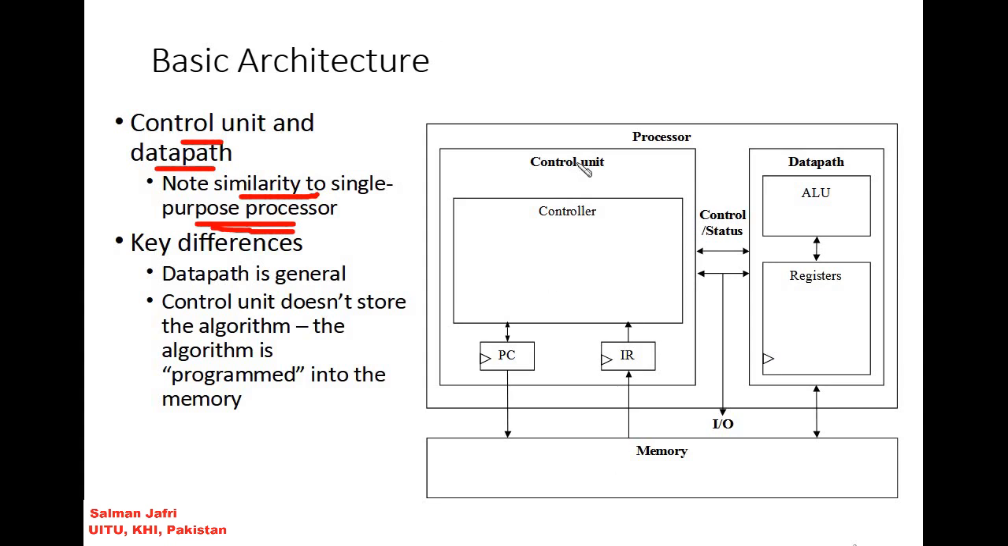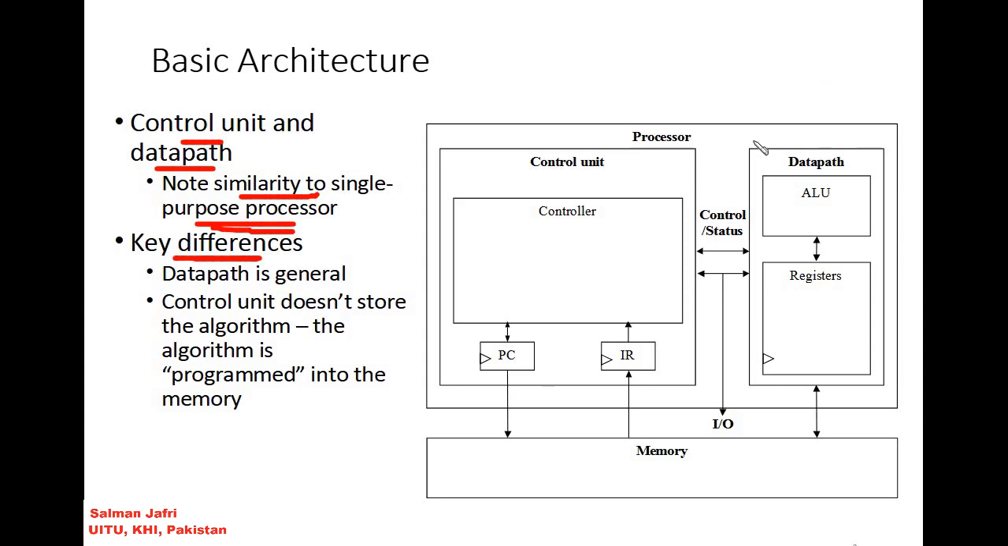Whenever we design a microprocessor, whether we might be designing from different things like Verilog or VHDL, or we might be designing from HLS, nevertheless, whichever technology we use, the underlying system would create the two units, the controller and the data path. So what are the key differences between a microprocessor and a single purpose processor, right? The basic difference is that the data path is general.